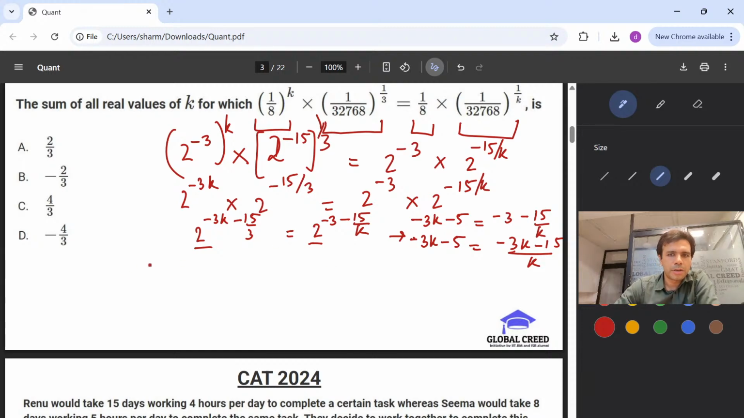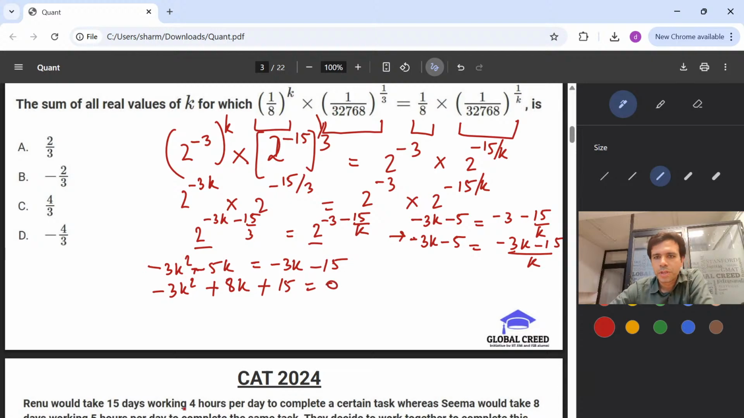If you multiply k, how much will it come? -3k square -5k is equal to -3k -15. Now when you calculate this, what you end up with: -3k square we keep here, then you take this one to this side, so +8k and +15 is equal to 0.